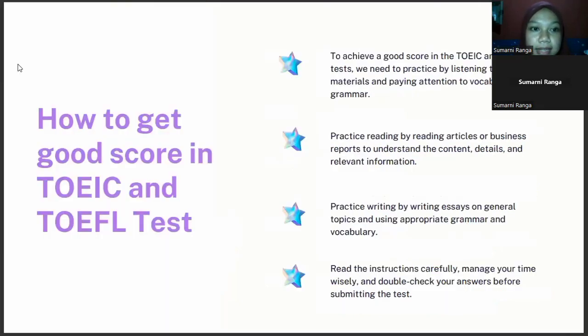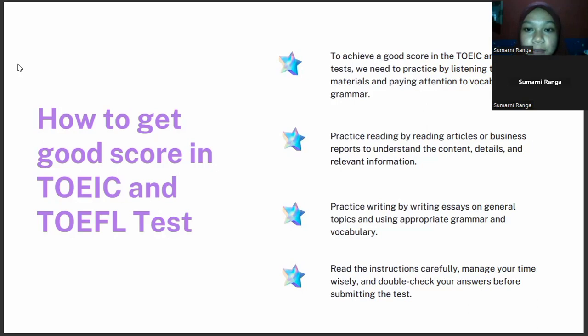And the next slide is how to get a good score in TOEIC and TOEFL tests. There are 4 points to get a good score in TOEIC and TOEFL tests. To achieve a good score in the TOEIC and TOEFL test, we need to practice listening to academic materials and paying attention to vocabulary and grammar.